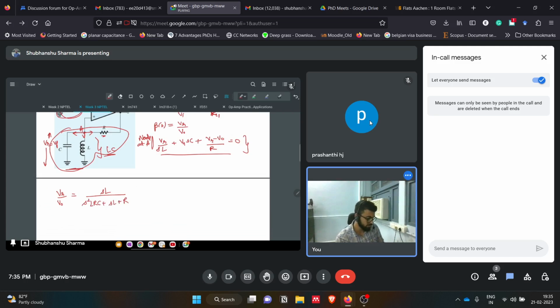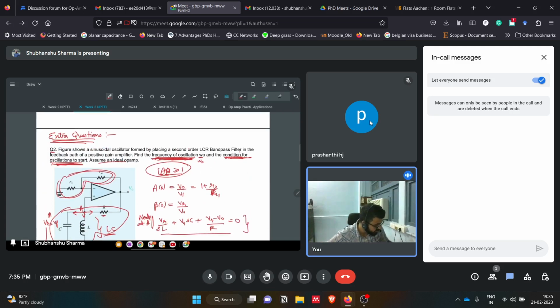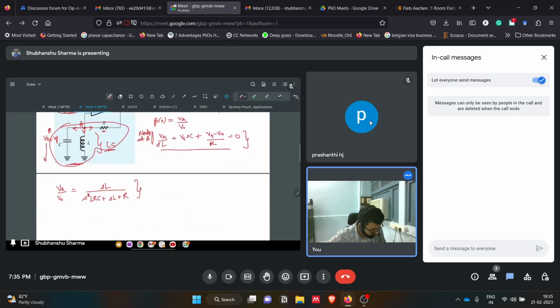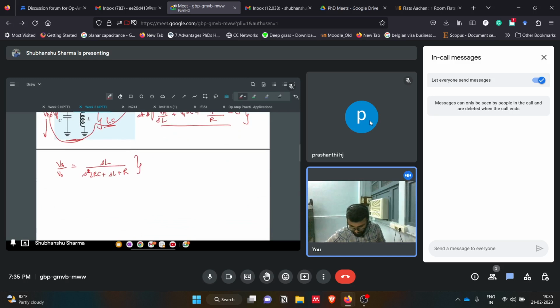By this equation itself, you can see why this is an LCR bandpass filter of second order: you are getting a power of 2 in the denominator, and this is a characteristic equation of second order. Simplifying more, this will be S by RC over S squared plus S by RC plus 1 by LC. Simple. So VR by V naught we got.